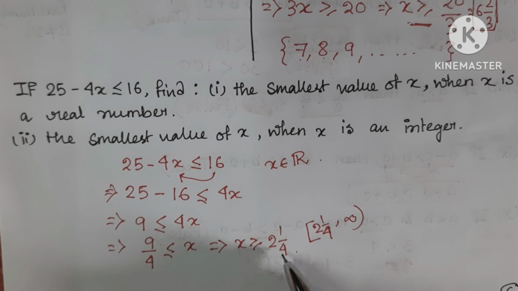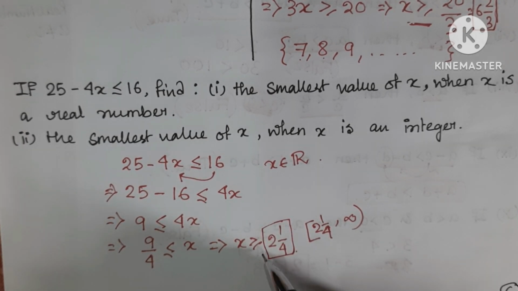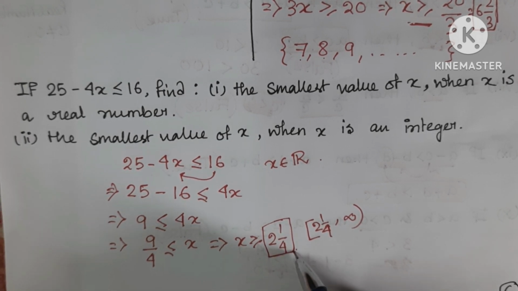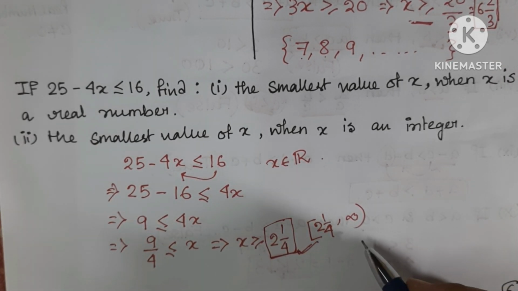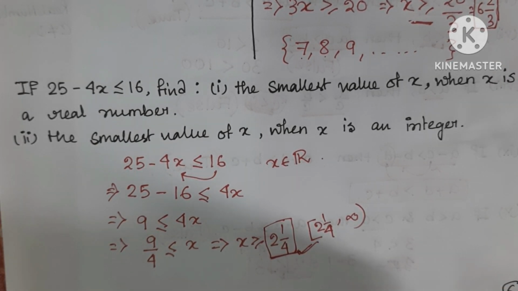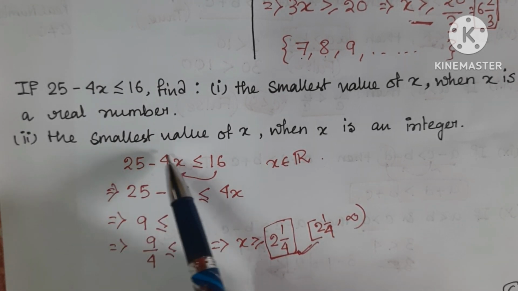Okay, understood? All values greater than or equal to this number, okay, this number, all values greater than or equal to it. So all values are greater than this one. Okay, the smallest value will be this one. Okay, got it? Now the smallest value of x, see the next question, a twist on this question.